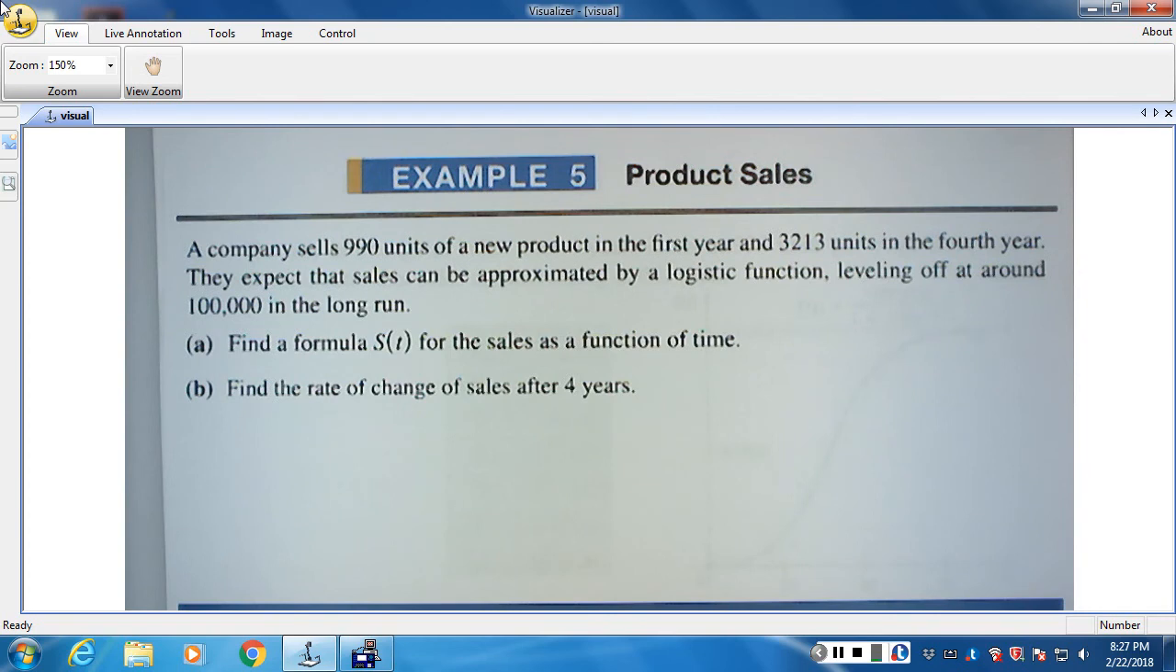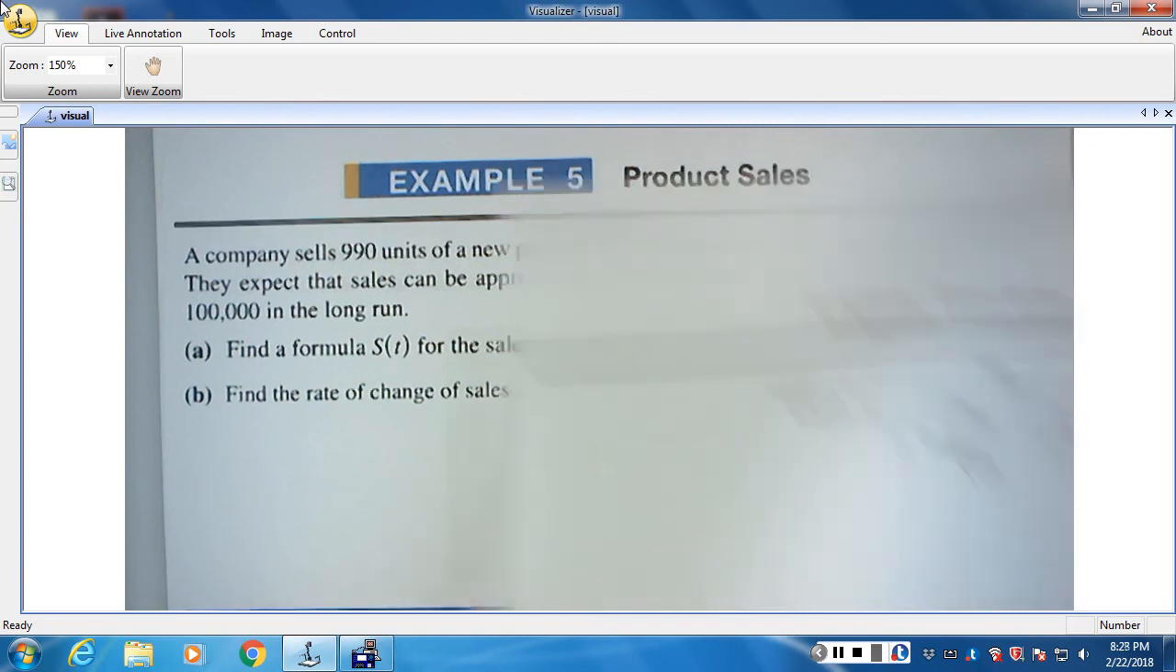So the 100,000 is what I was referring to as the carrying capacity. That's where their sales are going to level out and kind of stay in equilibrium for quite a period of time. The first thing we want to do is find a formula, S of t, for the sales as a function of time, and then find the rate of change in those sales after 4 years. Now, the way that you need to find the formula for S of t is you're going to use the formula for the logistic.